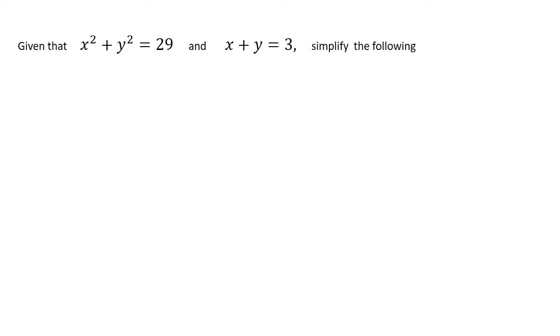In this tutorial, I'm going to show you how to perform a certain question that a student presented to me. We are given in the question that x squared plus y squared is equal to 29, and also x plus y is equal to 3.